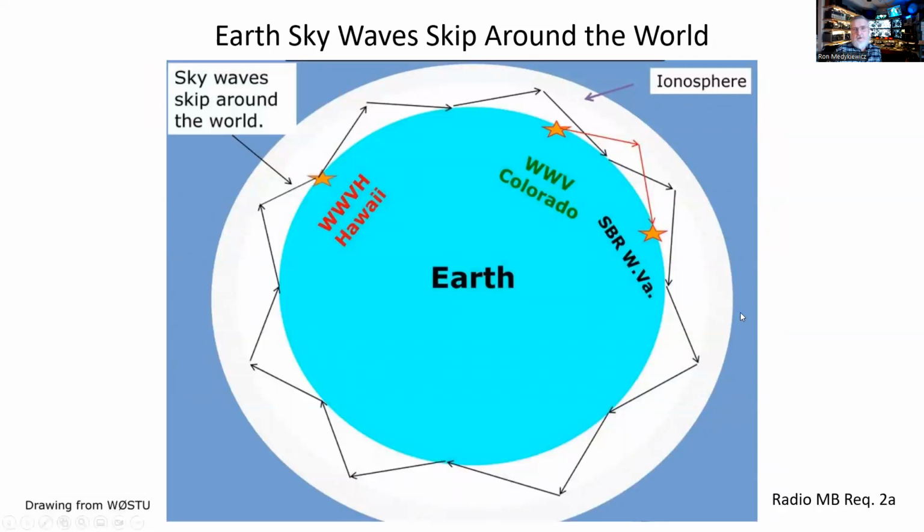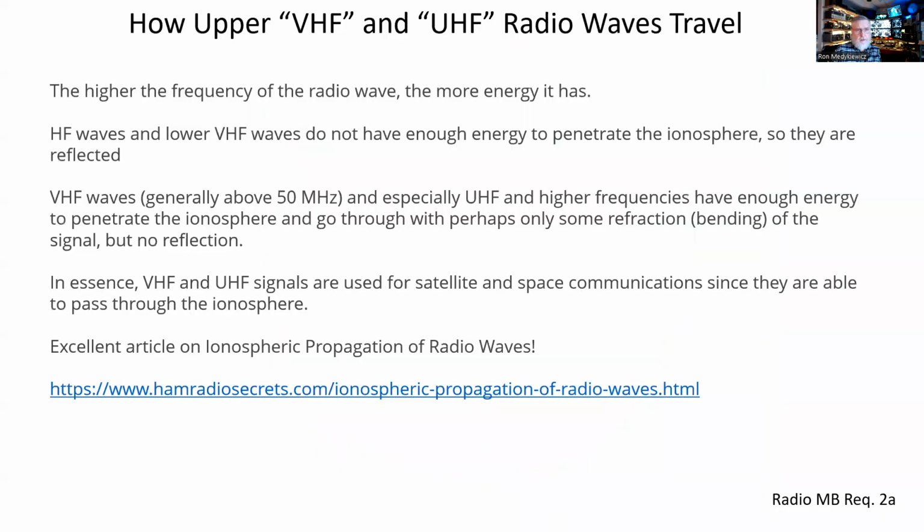We'll talk about these two stations later on in another requirement, but WWVH and WWV are two stations that we can listen to determine, are we hearing Hawaii? Are we hearing Colorado? How's our propagation from those locations back to Pennsylvania at a particular time of day or any day in the week? So that's how HF and low VHF signals propagate.